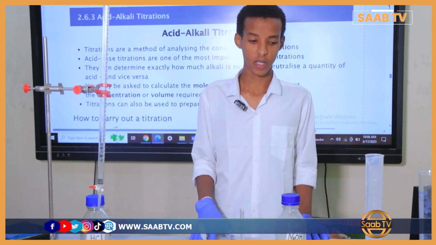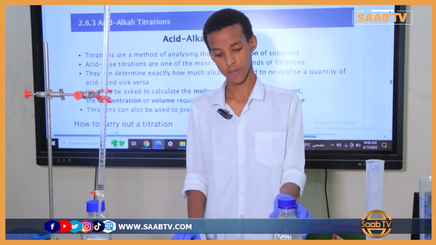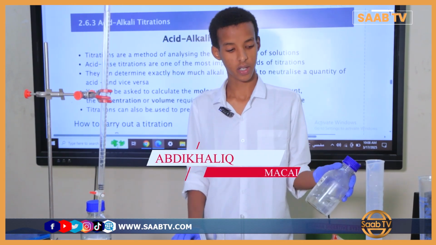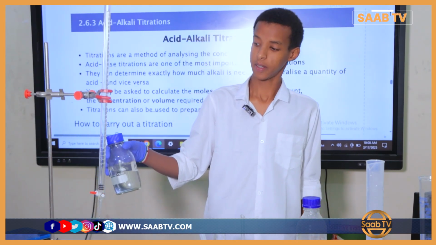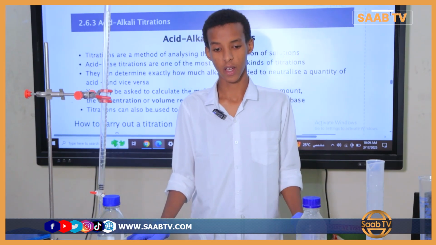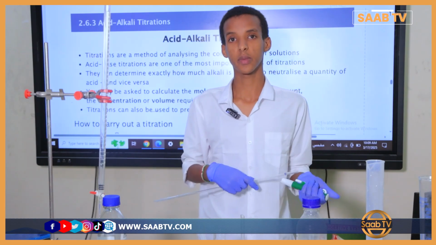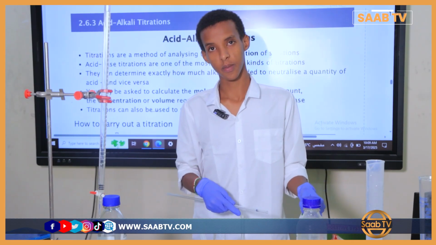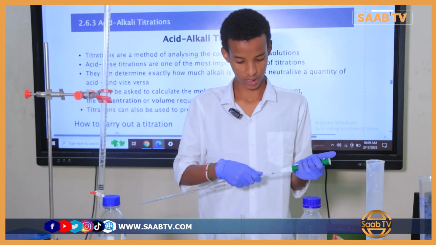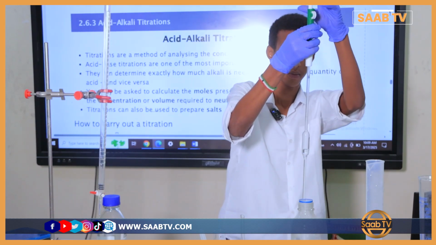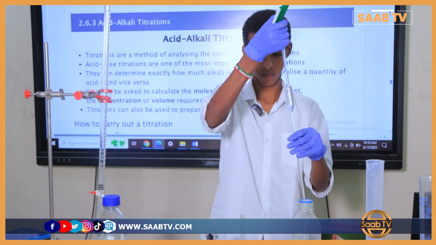So the instruments we're going to be using are in chemical class, and the chemicals that we're going to be using are sodium hydroxide, which is an alkali, and hydrochloric acid. So first, we're going to need 25 centimeter cube of sodium hydroxide. We're going to be using the pipette to get that. Let's stop here and then transfer it to the conical flask first.